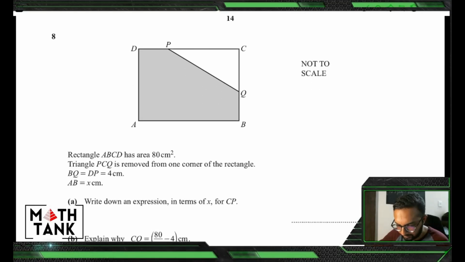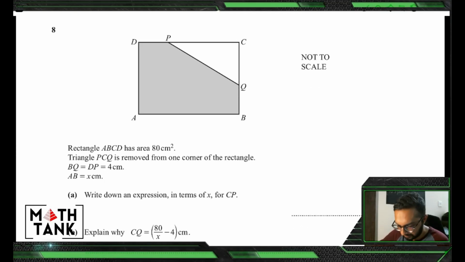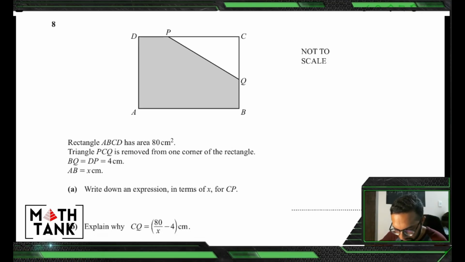Okay, moving on to the next question. Again, this one is also about mensuration. This time a triangle is removed from a rectangle. Let's see what it says. It says rectangle ABCD has area 80. Triangle PCQ is removed from one corner of the rectangle.